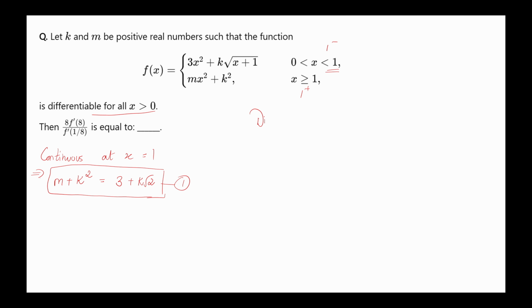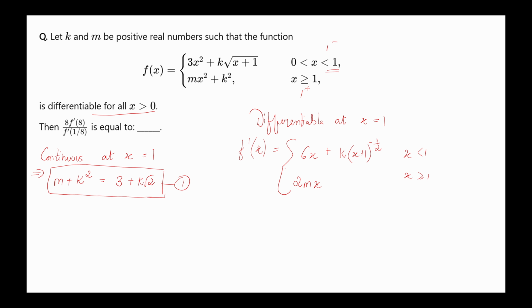Now what am I saying is, it also must be differentiable at x is equal to 1. If it is differentiable, so simply what am I going to do? I'm going to find out f dash x. What is my f dash x going to become? It is going to be 6x plus, this one would become k, since it's a constant, it would remain outside. This would become x plus 1 to the power minus 1 by 2. And here what are we going to have? 2mx. So this is for x less than 1. This is for x greater than or equal to 1.